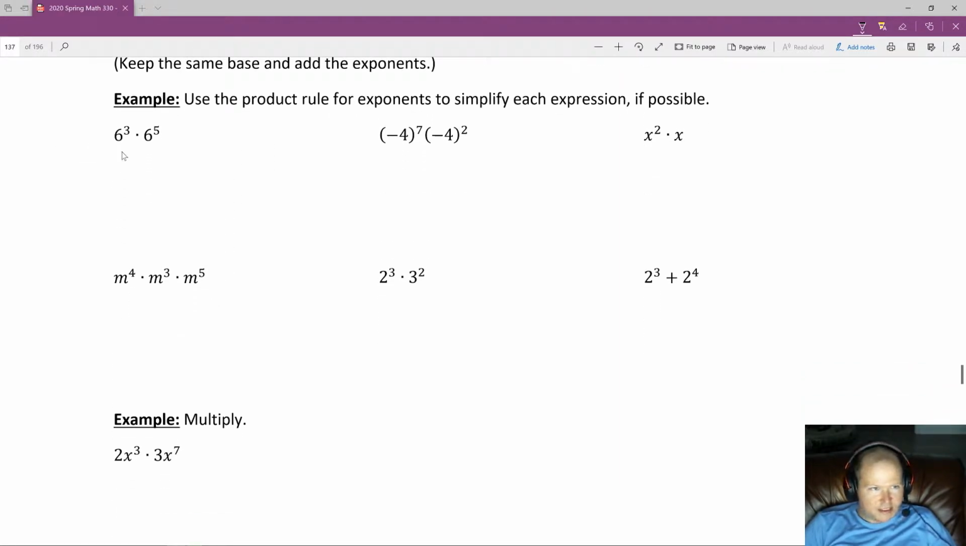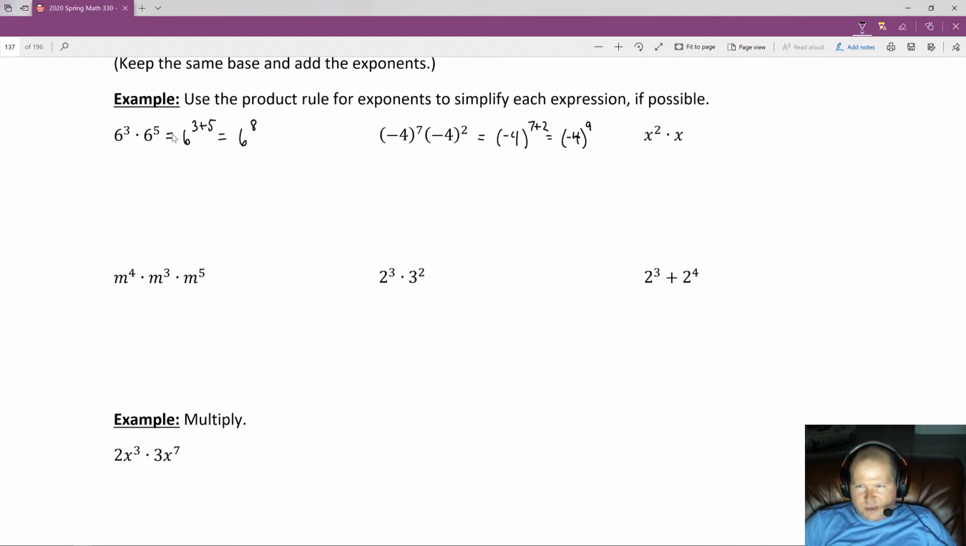So the product rule states that if you have the same base and you're multiplying them together, you add the exponents together. So in this case, you would have 3 plus 5, and that would give you 6 to the 8th power. Over here, you have (-4)^7 multiplied by (-4)^2. So you would add those powers together. You'd say 7 plus 2, and that would give me (-4) to the 9th power.